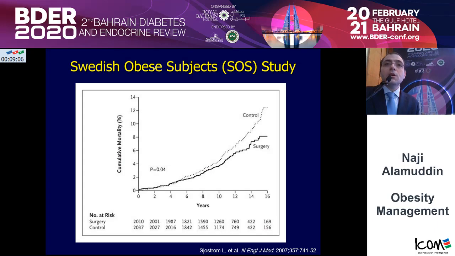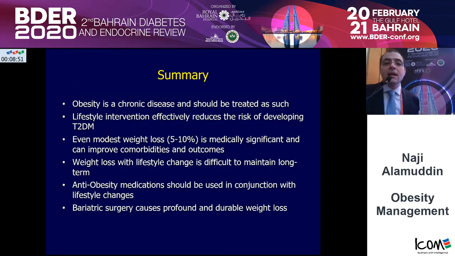Now, what's very important from the Swedish Obese Subjects, and that's why insurance companies cover this, is that you see a mortality benefit. So patients who have bariatric surgery have a reduction in mortality of around 28% at around 15 years. So in summary, I'd like to say that obesity is a chronic disease and should be treated as such. Lifestyle interventions effectively reduce the risk of developing type 2 diabetes. Modest weight losses of 5 to 10% are medically significant and can improve comorbidities and outcomes. Weight loss with lifestyle changes is difficult to maintain long-term. We should consider the use of anti-obesity medications in conjunction with lifestyle. And finally, bariatric surgery causes profound and durable weight loss.